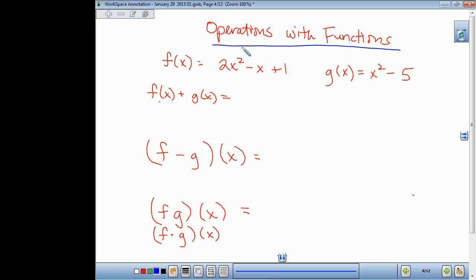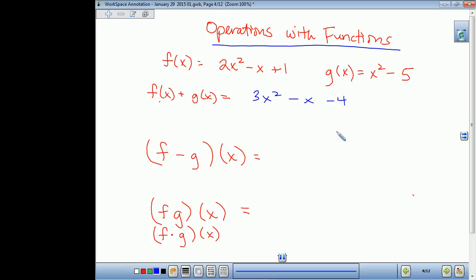Okay. So, operations with functions. Now, if we look at this, what do you think you did on this first problem? Straight up, you add. You add like terms. So 2x squared plus x squared is 3x squared, minus x, minus 4.